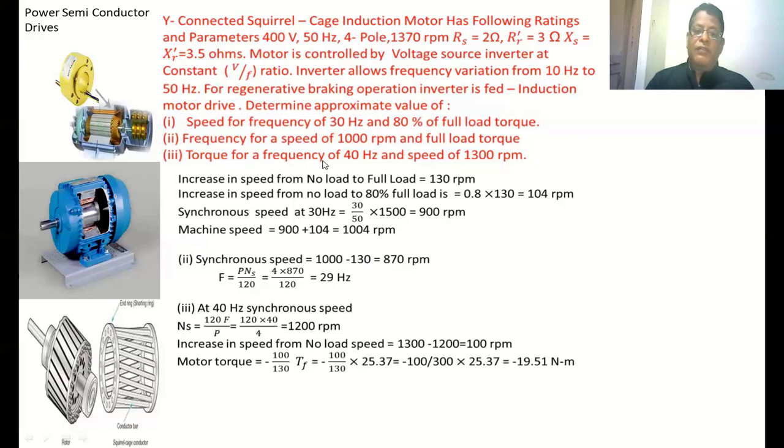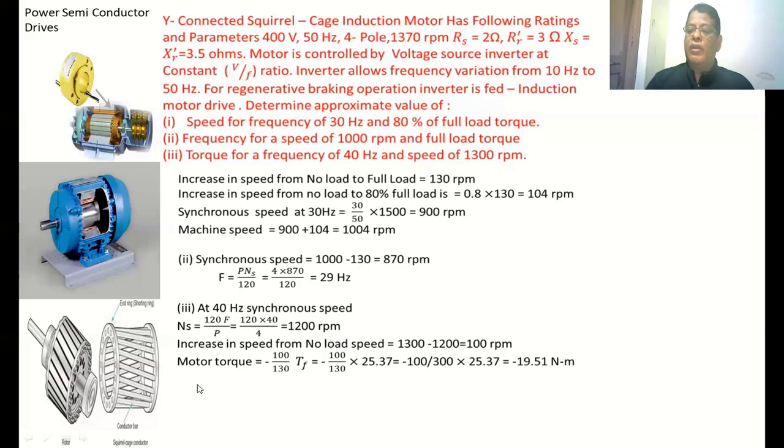Next, the torque for a frequency of 40 Hz and a speed of 1300 RPM. Now at 40 Hz, the synchronous speed, substituting all the values in 120 F/P, we are getting 1200 RPM. Now the increase in speed from no load is equal to 1300 RPM minus 1200 RPM. This is the actual speed of the rotor. In regenerative braking, the rotor speed is always greater than the synchronous speed. So the increase in speed, this value minus this value, is 100.